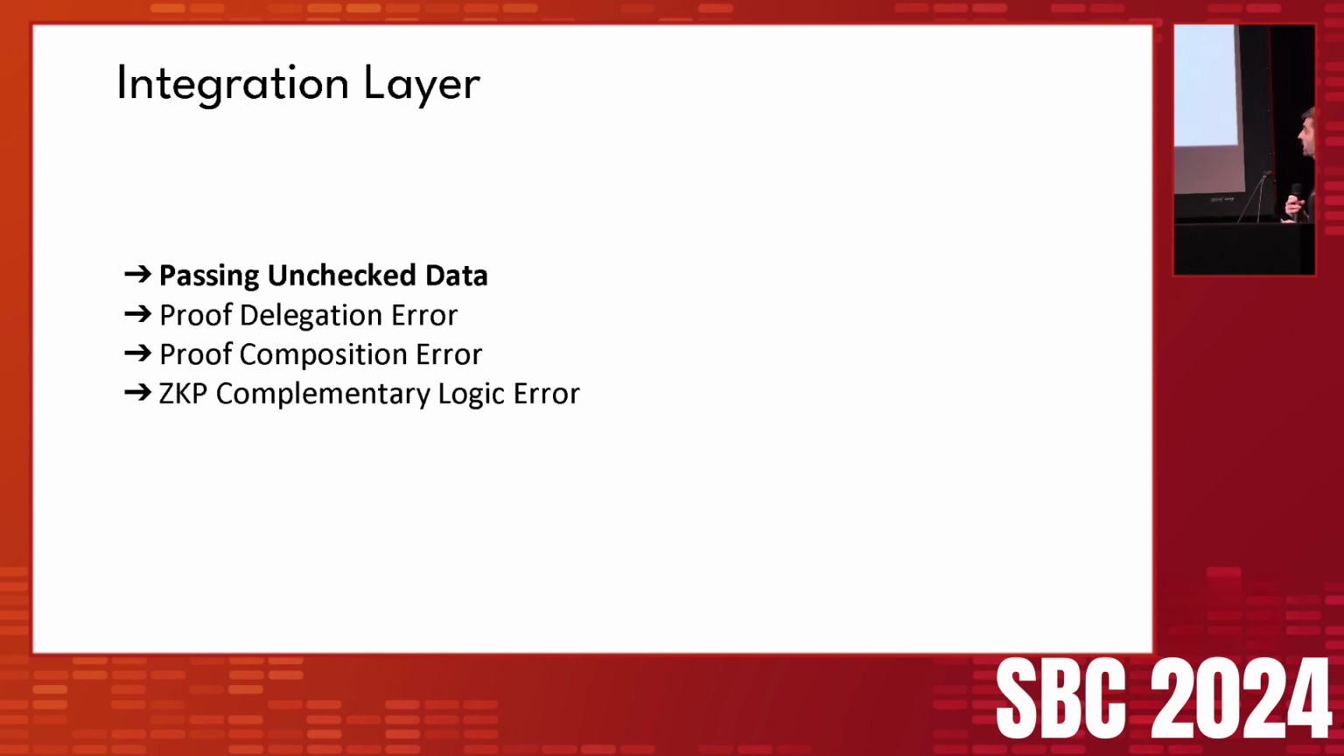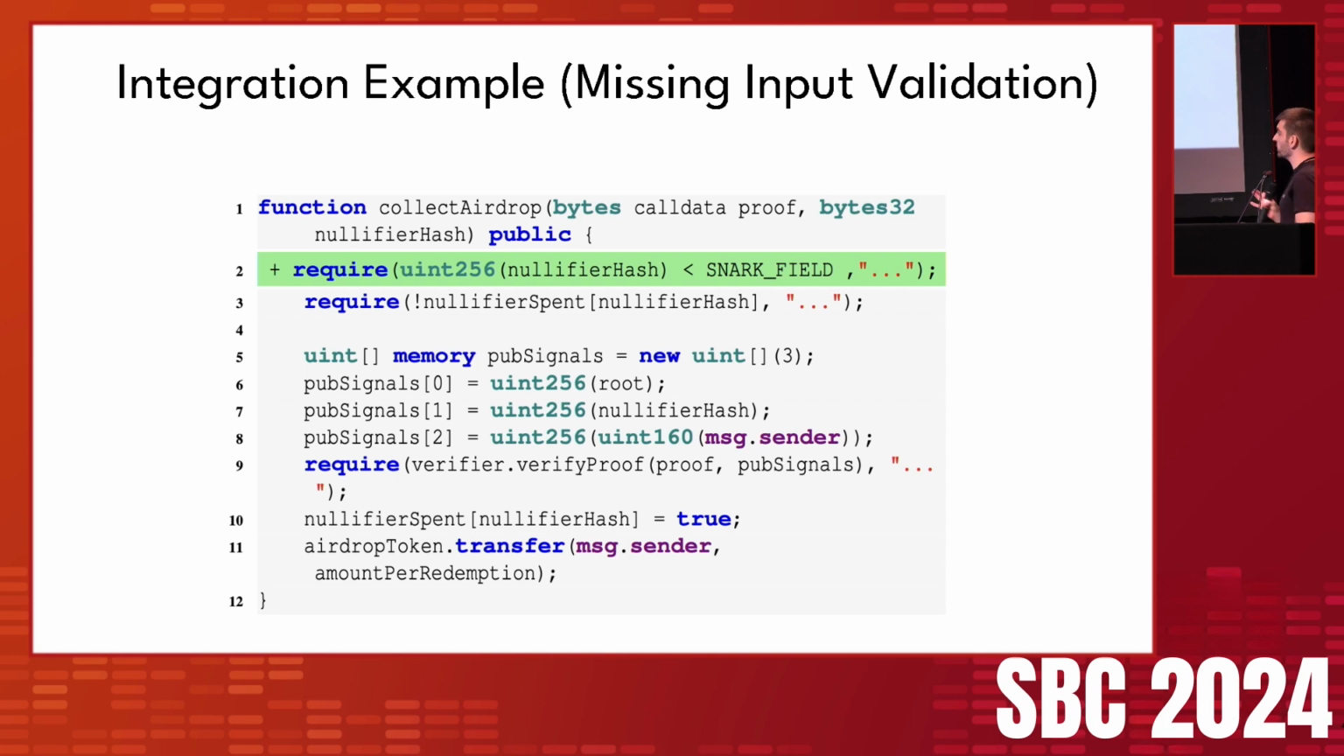The next layer is the integration layer, and we identified 4 main vulnerabilities. I want to focus on the first one because it was the most popular one. Around 80% of vulnerabilities in that layer is passing unchecked data. And here, one example.